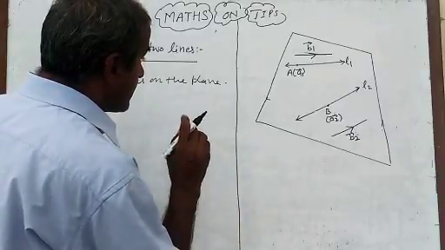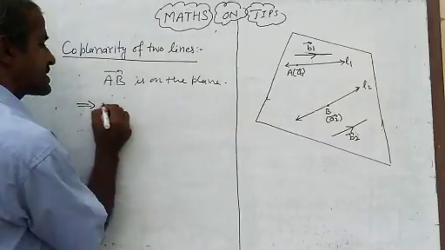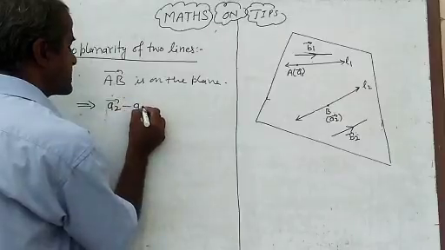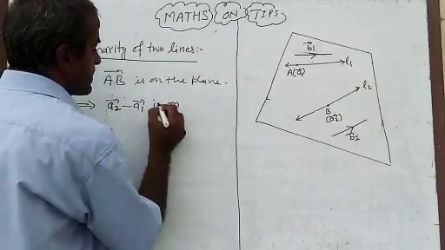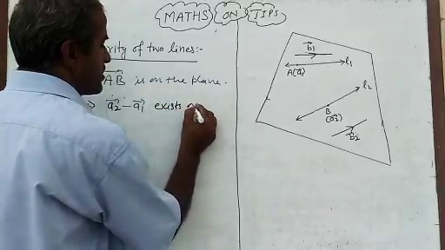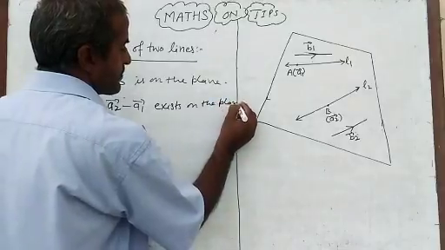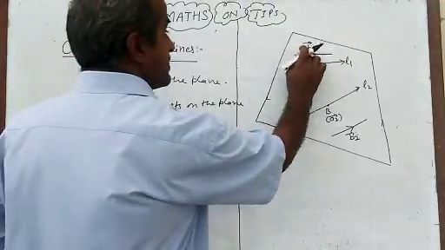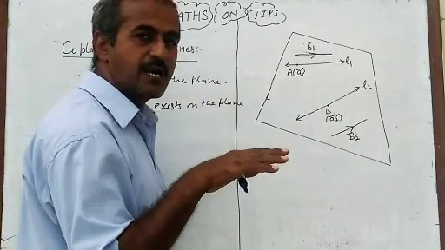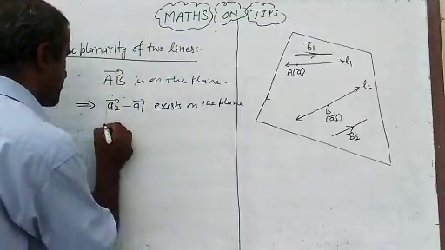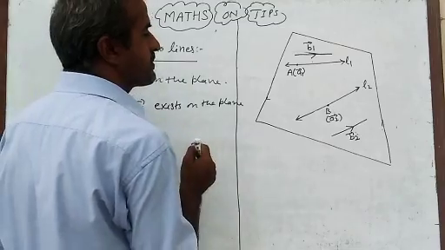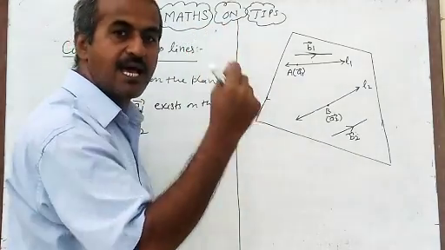And this implies AB का मतलब कितना होगा, AB means A2 minus A1, A2 minus A1 lies on the plane, exists on the plane. अब देखना बेटा, B1 is parallel to L1 and B2 is parallel to L2 and both are on plane. So B1 cross B2. What about B1 cross B2? B1 cross B2 is perpendicular to both the lines and lines are on the plane.